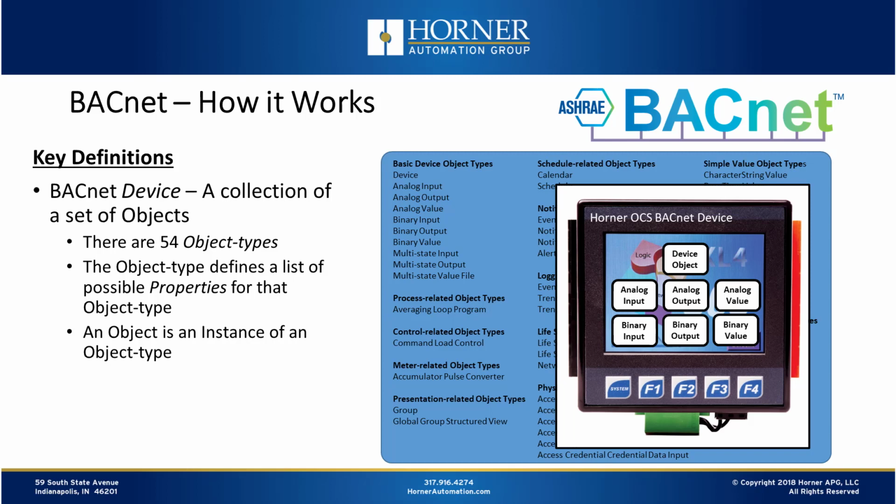Now, if we take a look at the Horner products that reside on BACnet, we effectively are a device that is made up of 7 different object types. So every BACnet device that's defined, including our product, has to support the device object. But in addition to that, we support 6 other object types, I should say: analog input, analog output, analog value, binary input, binary output, and binary value. So that is a quick look at the object types that are supported by our products.